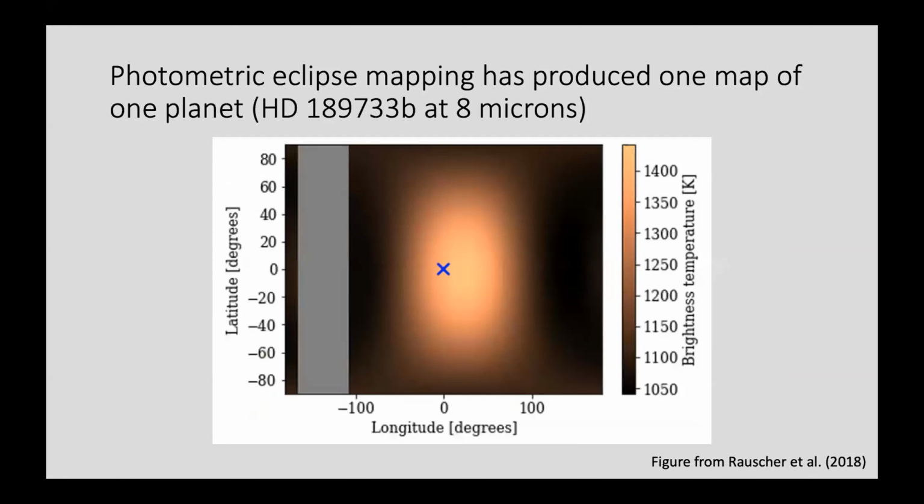So this has been done once before using observations from the Spitzer Space Telescope. So here I'm showing one map from an interpretation of those observations, which were on HD 189. And so basically what these observations gave was this map that is resolved in latitude and longitude, but because it was observing with Spitzer, it was at a single wavelength, one broad photometric band. So we basically get this broadband photometric map at this one wavelength.